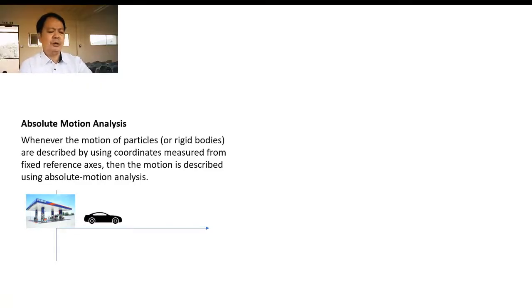Halimbawa, nag-move itong car in that direction. Okay, after some time, we wanted to determine how far it is from the gasoline station, how fast is this moving from the gasoline station, at what time it will be at a certain distance from the gasoline station. Then that actually is referred from a gasoline station which is fixed in position, and therefore the analysis that we are actually doing is an absolute motion analysis.